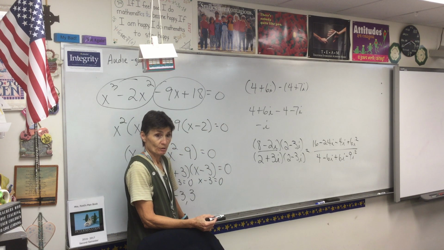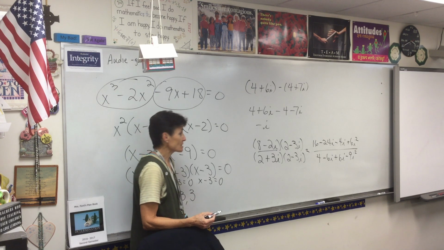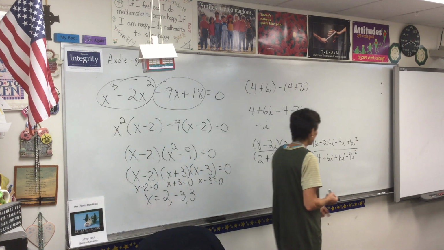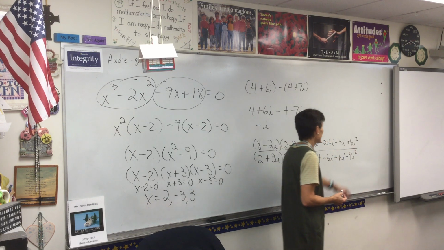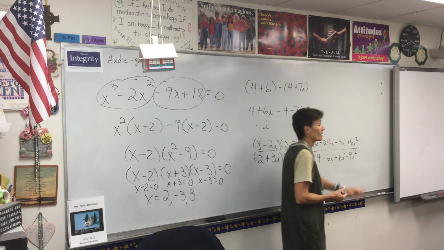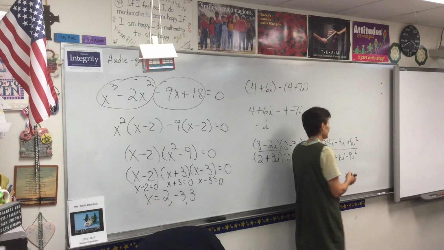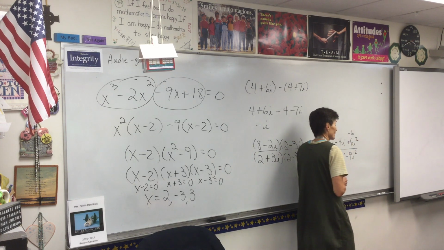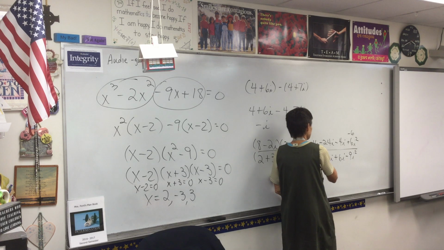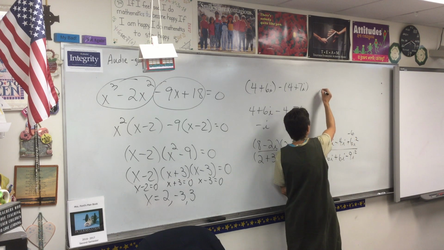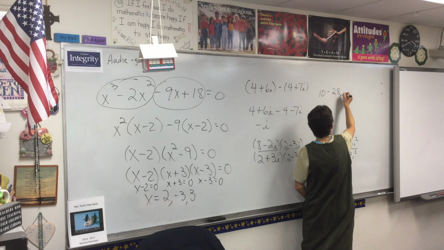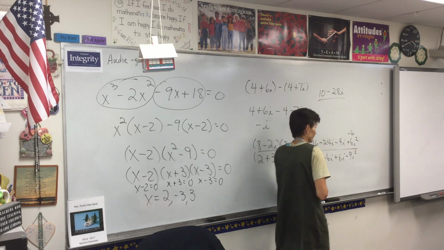Now we're going to collect like terms, right? And as we're collecting, let's remember, what is i squared? Negative 1. So 6i squared would be negative 6. So I have a 16 and a negative 6, 10. So I have 10 minus 28i.